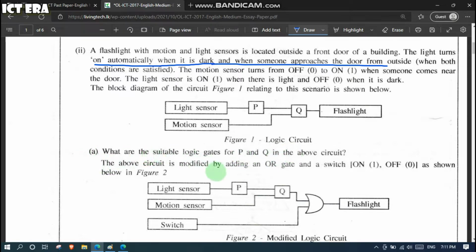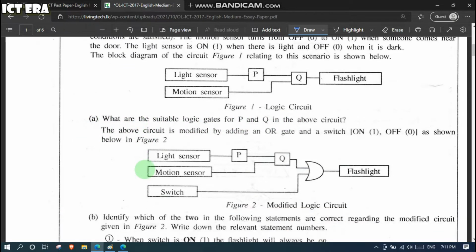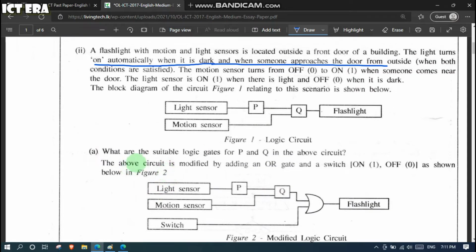The first one is A. What are the suitable logic gates? For P we can take a NOT gate, and for Q we can take an AND gate, because in the brackets they mention that only when both conditions are satisfied will the light be on. Therefore this should be an AND gate.